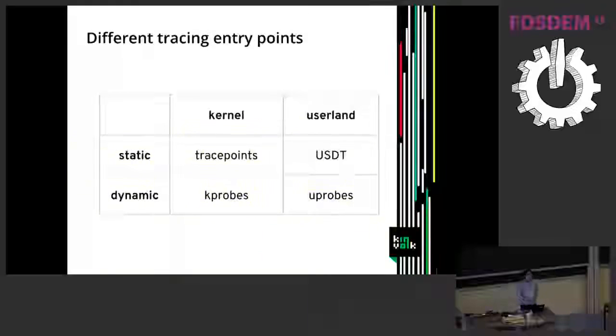With kubectl trace, you can do different kinds of tracing in kernel or in userland. In kernel, you can do tracepoints, that's statically defined tracepoints that are defined in the Linux source code, or kprobes, which are more dynamic. You can give any kernel function and put a trace on that. Or in user programs, you can use USDT or uprobes.